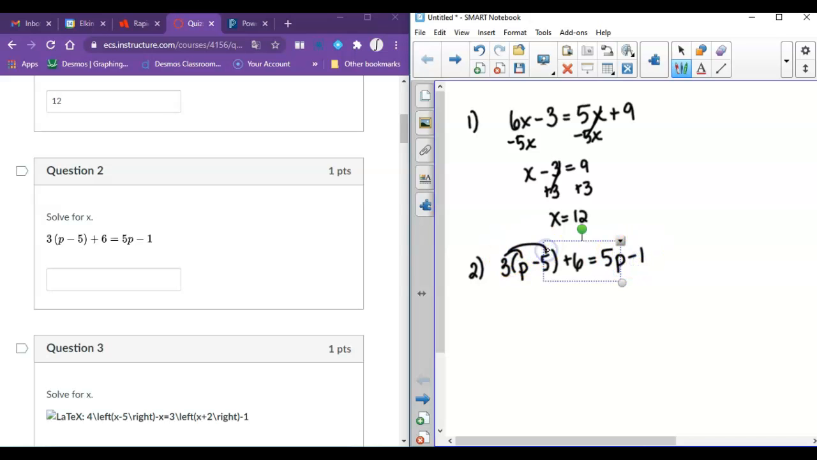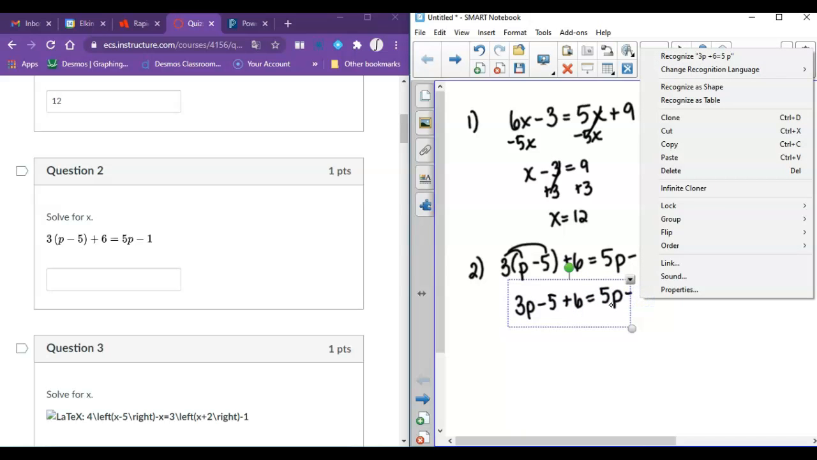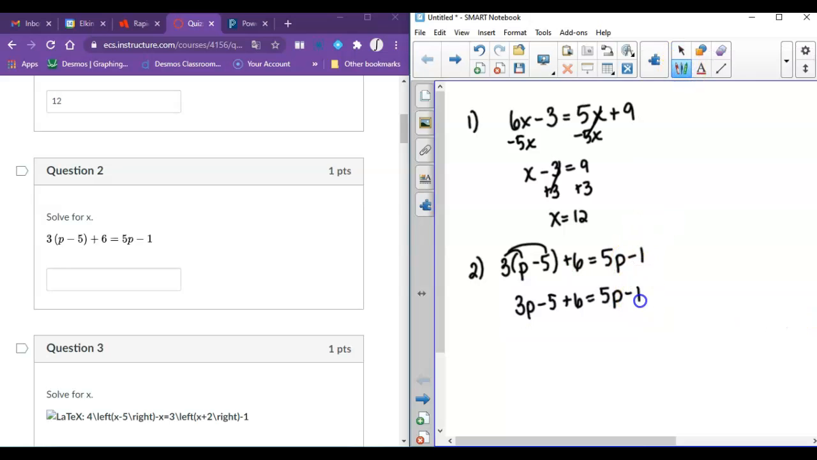So we would distribute here. That's going to give us 3p minus 15 plus 6 equals 5p minus 1. This should be a 15 because we have to do 3 times 5, which is going to give us 15. And now we need to combine our like terms. We put negative 15 and 6 together, so we get 3p minus 9 equals 5p minus 1.